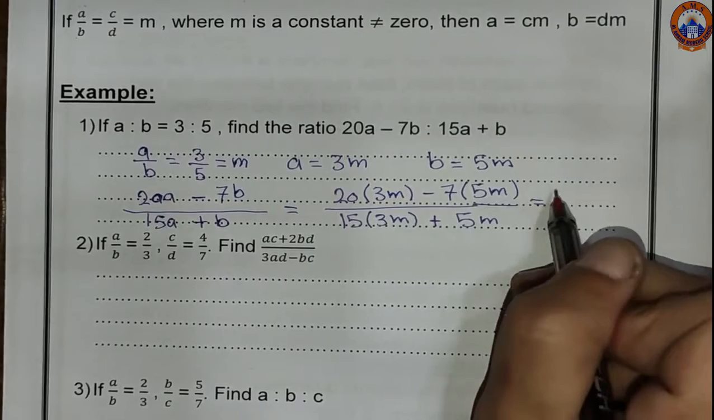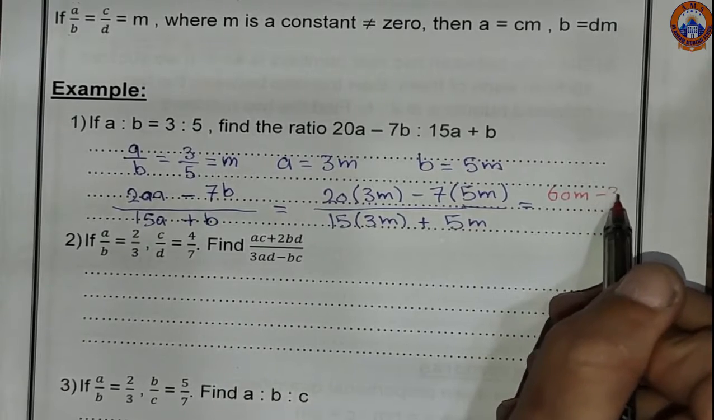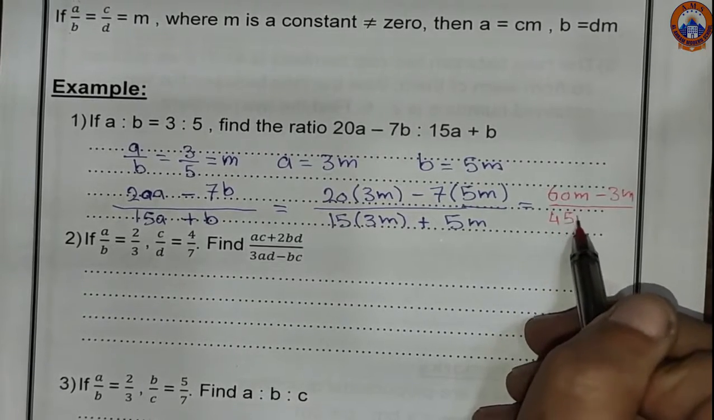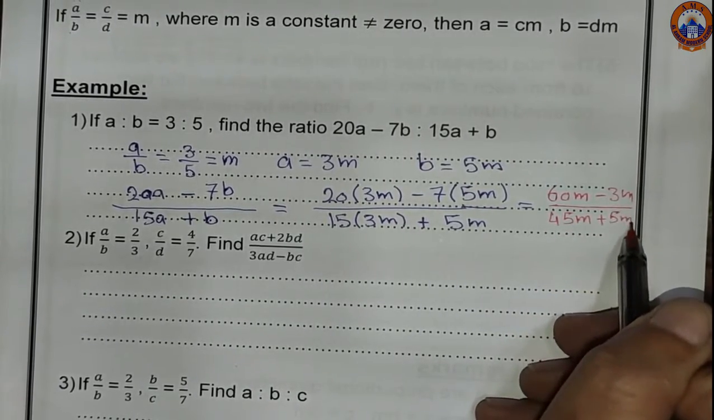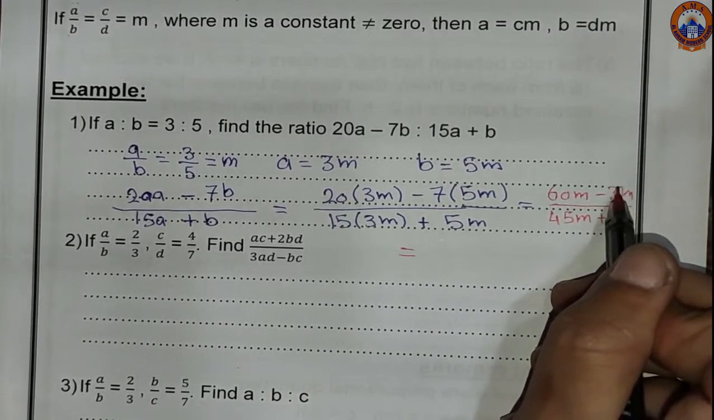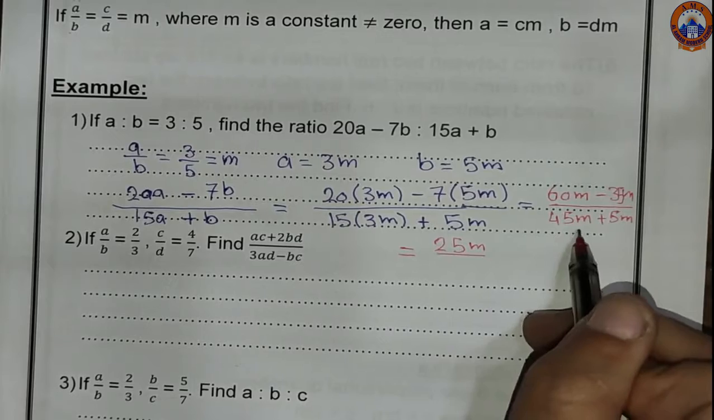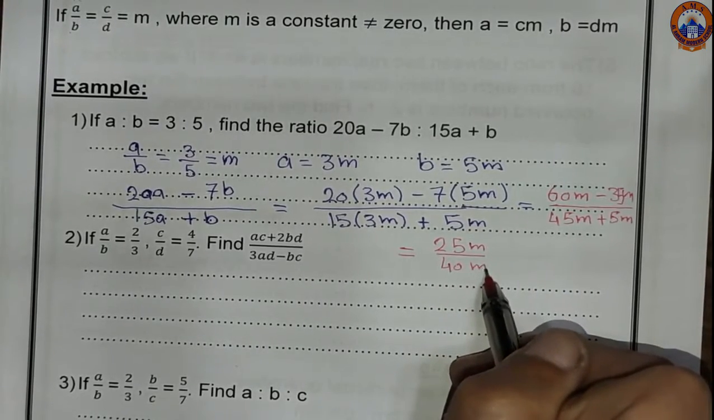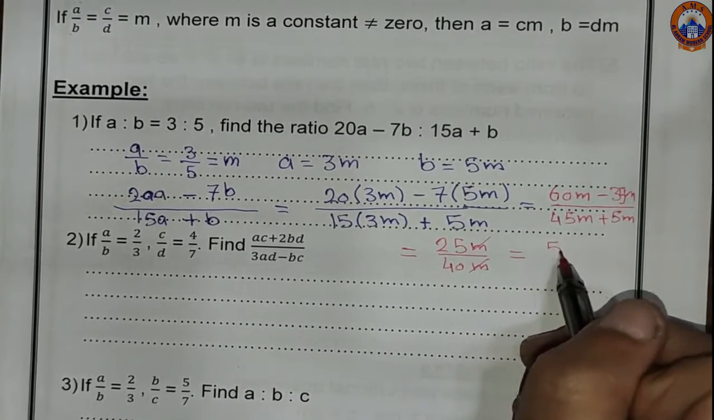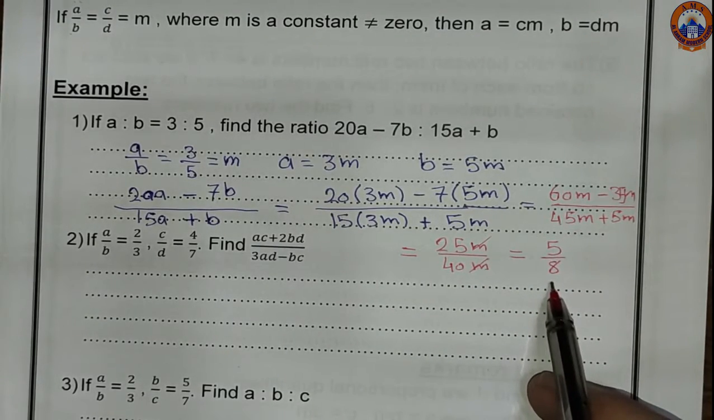20 times 3 equals 60m, and 7 times 5 is 35m, over 15 times 3 is 45m plus 5m. So this is going to be equal to 60 minus 35 equals 25m, and 45 minus 5 equals 40m. And by canceling m, 25 over 40 equals 5 over 8. So the value of this ratio is 5 over 8.